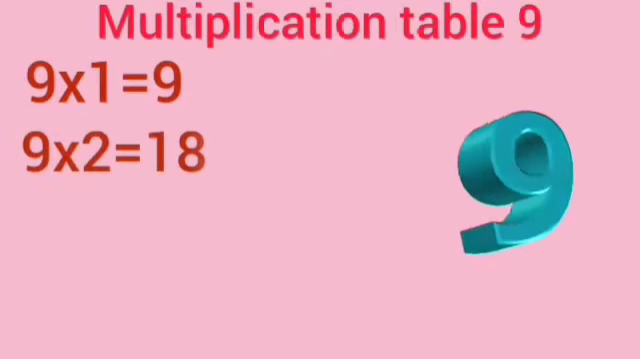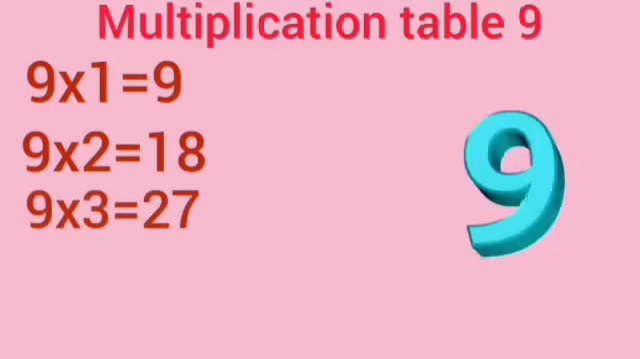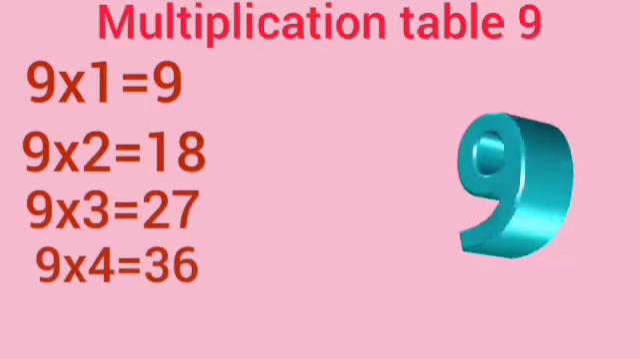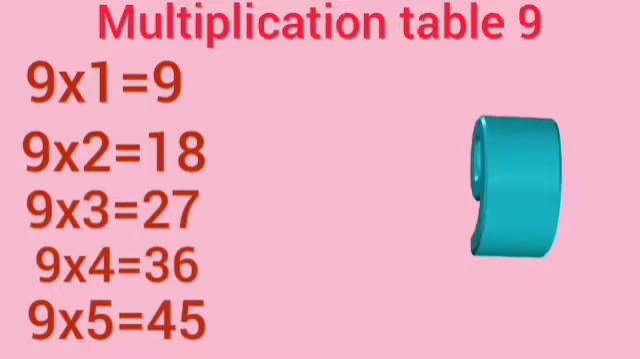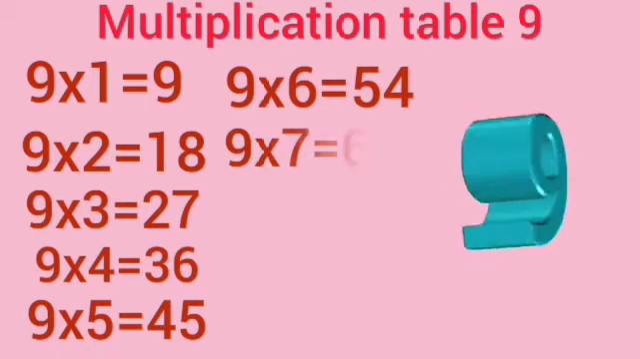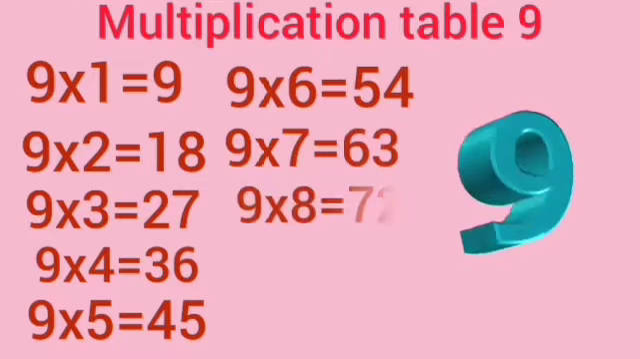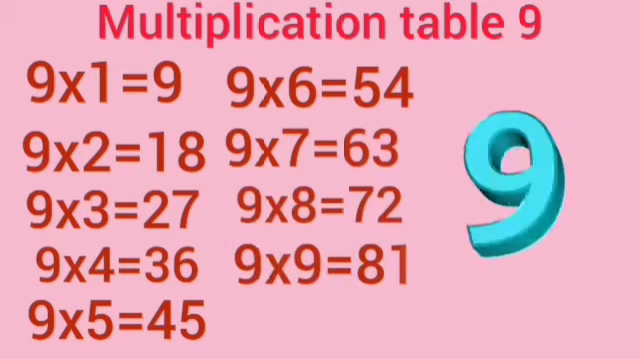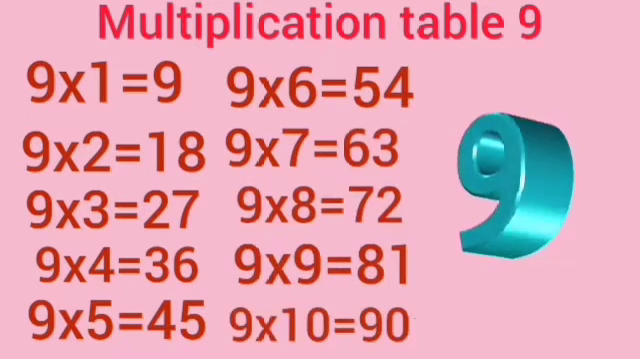Children, now we can learn 9th multiplication table. 9 ones are 9, 9 twos are 18, 9 threes are 27, 9 fours are 36, 9 fives are 45, 9 sixes are 54, 9 sevens are 63, 9 eights are 72, 9 nines are 81, 9 tens are 90.